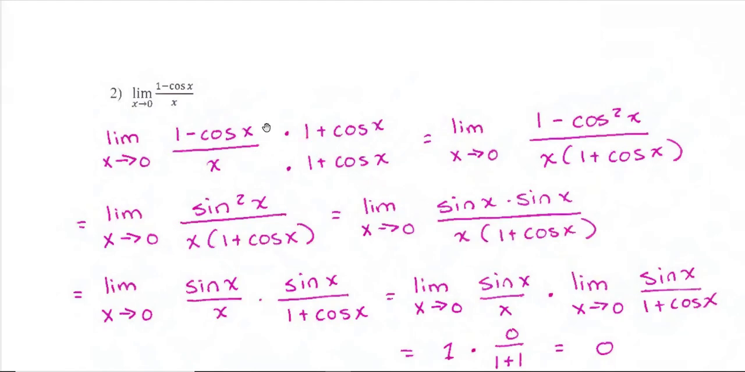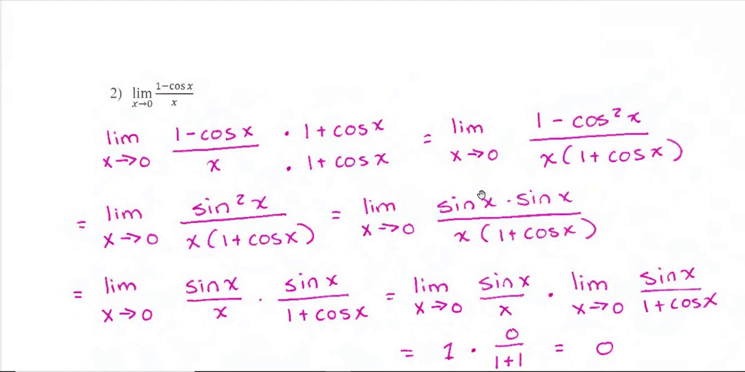Now when I do this, I would end up foiling these two numerators, right? 1 times 1, then I would have plus cosine of x minus cosine of x minus cosine squared. The positive and negative cosine will cancel, and so I have 1 minus cosine squared of x over x times 1 plus the cosine of x. 1 minus cosine squared of x, from the Pythagorean identity, is equal to sine squared of x, so we have that here. Sine squared is sine times sine.